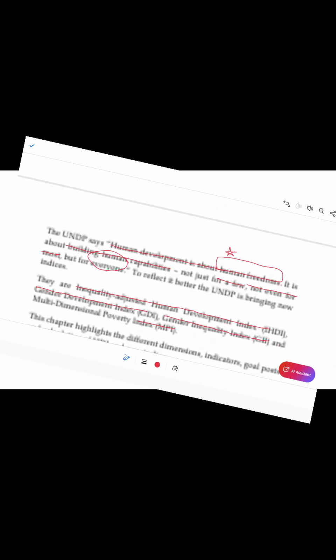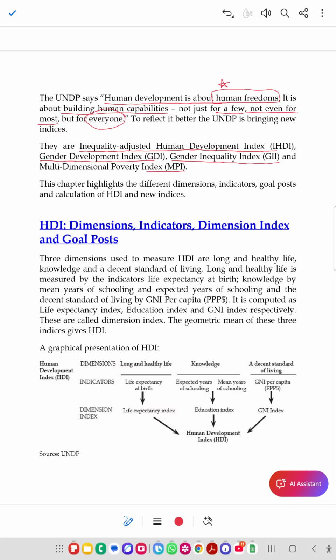HDI dimensions, indicators, dimension index and goalposts. Three dimensions used to measure HDI are long and healthy life, knowledge, and decent standard of living. A long and healthy life is measured by the indicator life expectancy at birth, knowledge by mean years of schooling and expected years of schooling, and the decent standard of living by GNI per capita. This is very important. GNI means gross national income per capita. It is in dollars, or purchasing power in dollars.